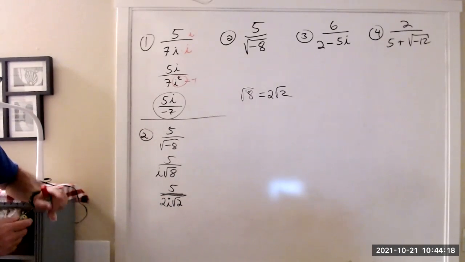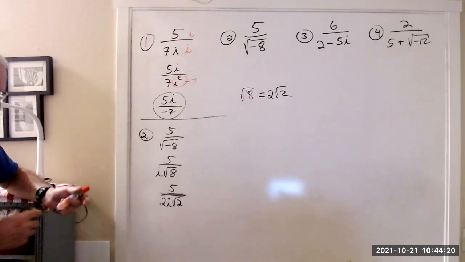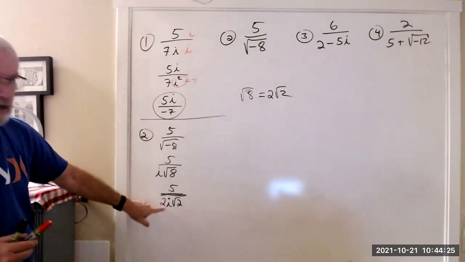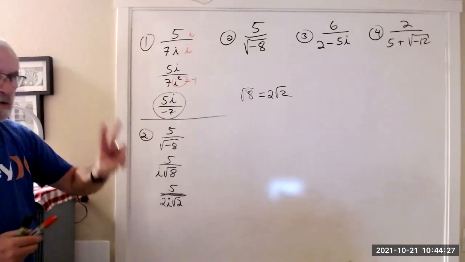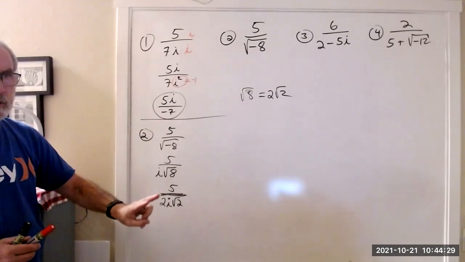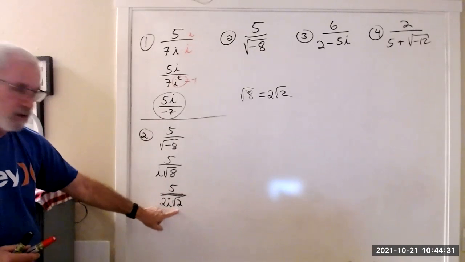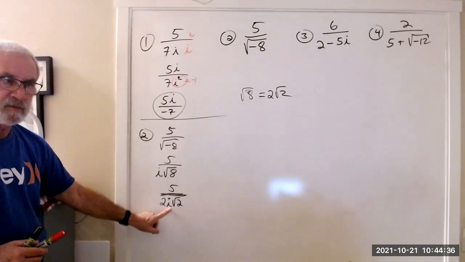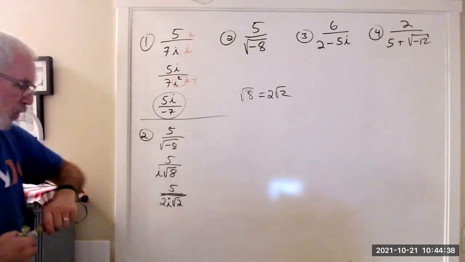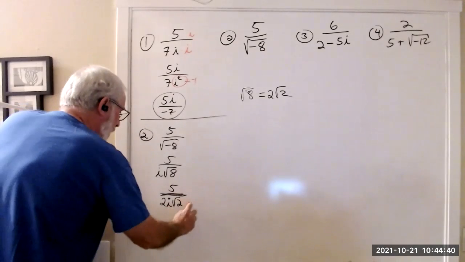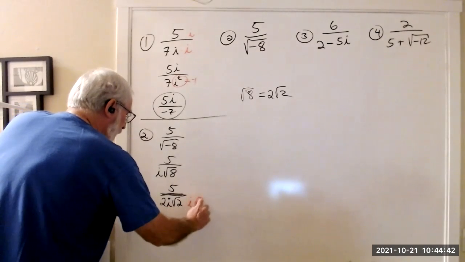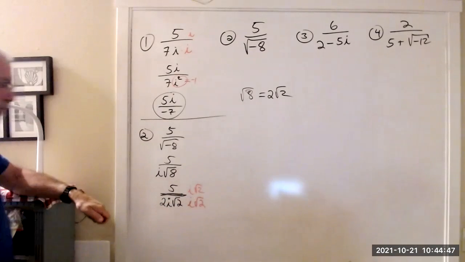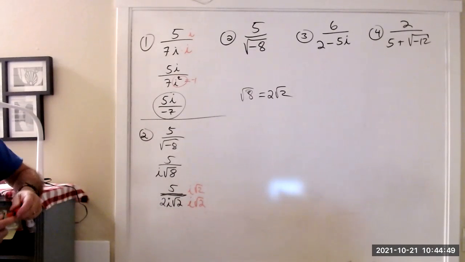Okay, now we're not done. In this problem, down here, there are 2 things that are wrong with it. You can't have a radical in the denominator, and you can't have an I in the denominator. So we're going to multiply top and bottom by I radical 2. Those are the 2 things that are wrong. So I radical 2 is what's going to fix it.